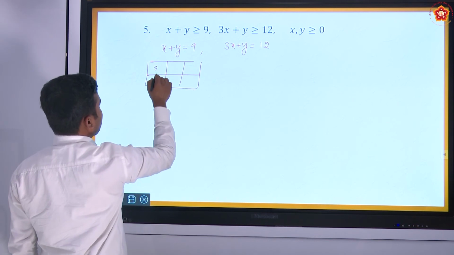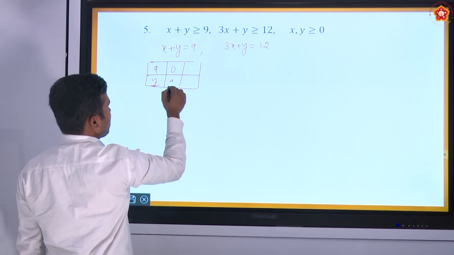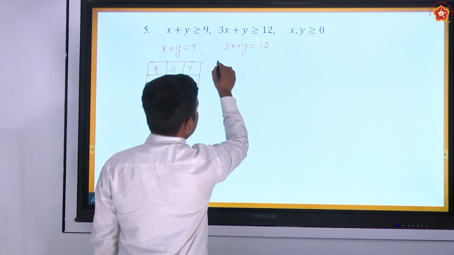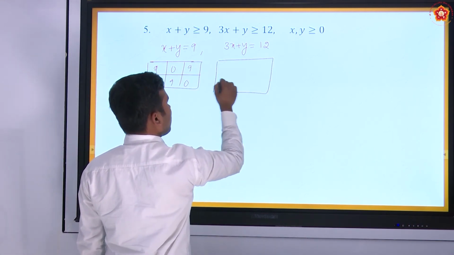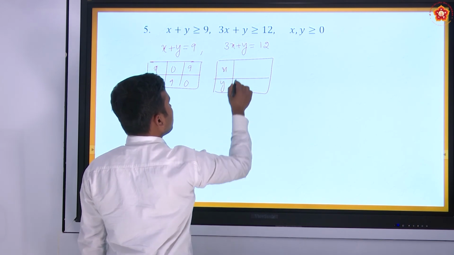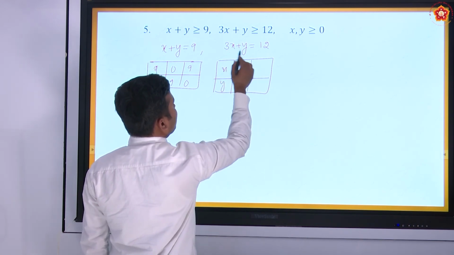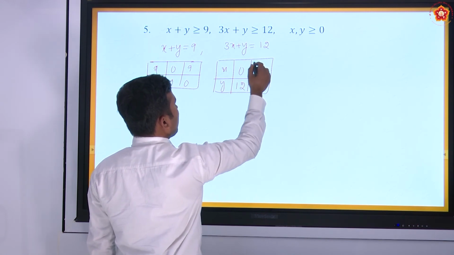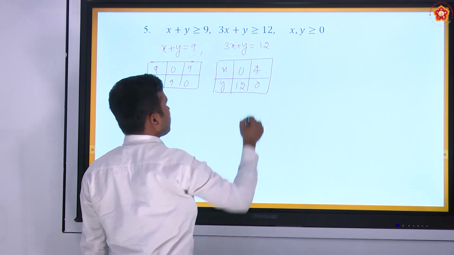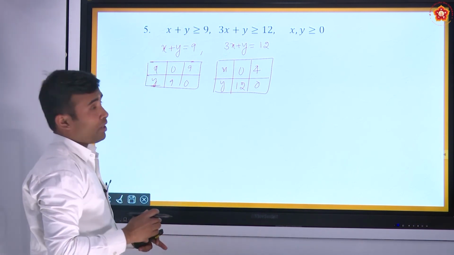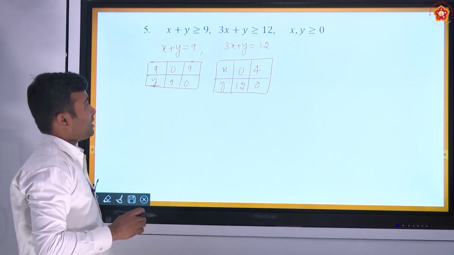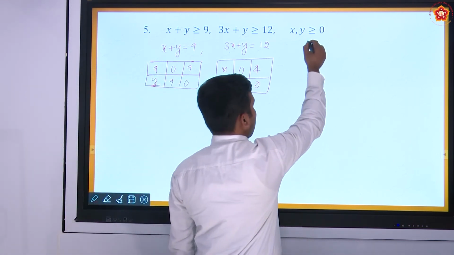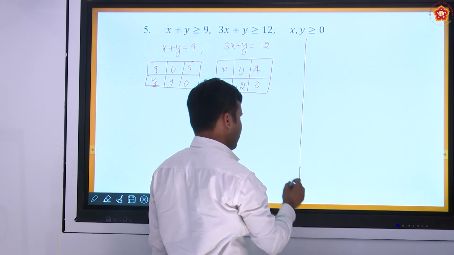For x, y, put x equal to 0, y will be 9; put y equal to 0, x will be 9. Similarly here, put x equal to 0, y will be 12, and put y equal to 0, x will be 3 (3 ones are 3, 3 fours are 12). Here the maximum value for x is 9 and the maximum value for y is 12, and the minimum values are 0. So now let us draw a graph for this.